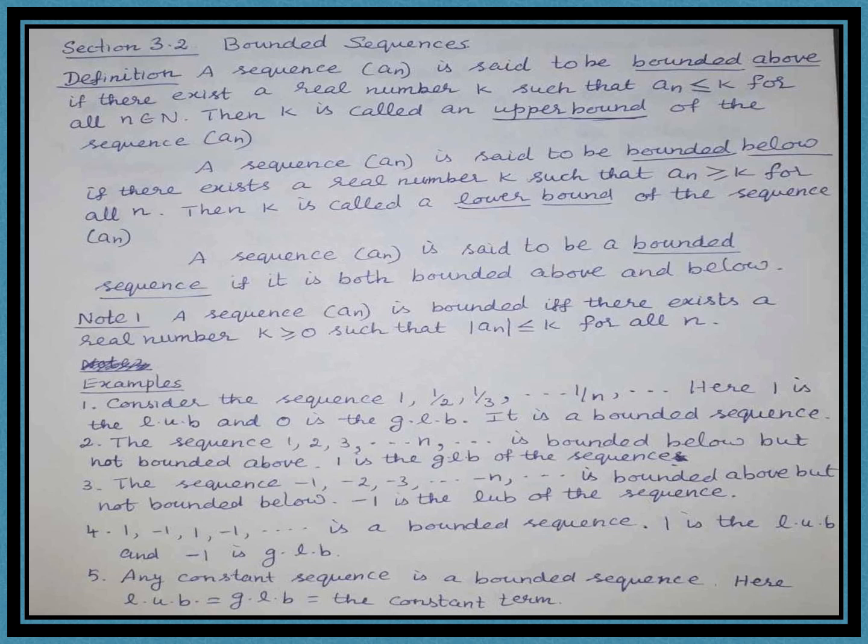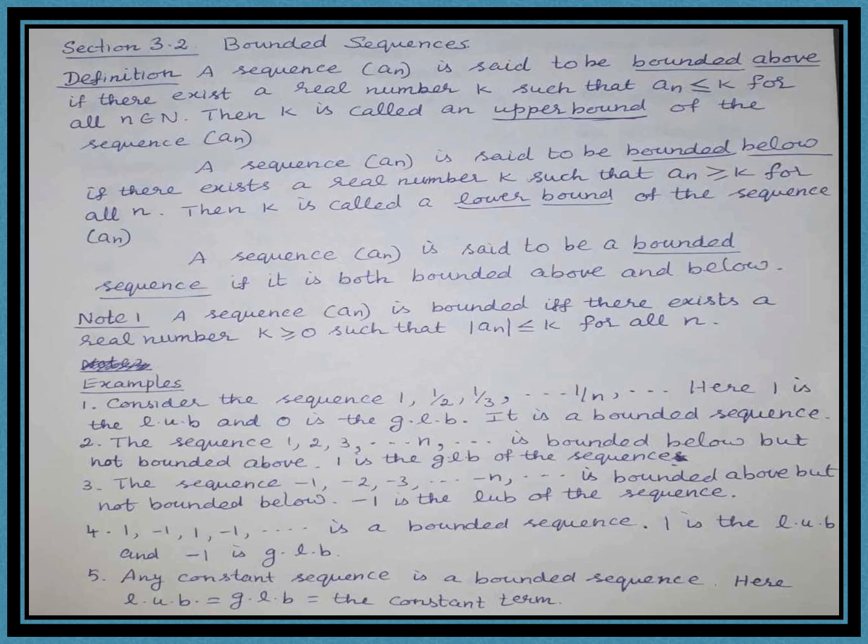In the same way, a sequence an is said to be bounded below if there exists a real number k such that an is greater than or equal to k for all n. Then k is called a lower bound of the sequence. So let us take the sequence and find some real number k in such a way that all the terms of the sequence are greater than or equal to that k. Then we will say that k is a lower bound and the sequence is bounded below.